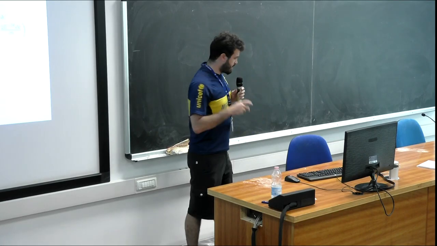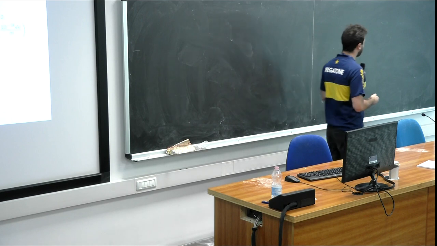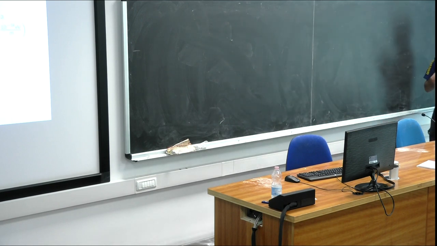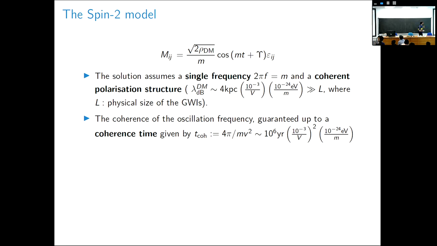Two things I want to remark on this model are that, as I said, the frequency is given by the mass of the field, but it mostly remains coherent, given that the coherence time is pretty big. But also, this field is homogeneous, given that the de Broglie wavelength is also pretty big compared to the scales we are going to be interested in.